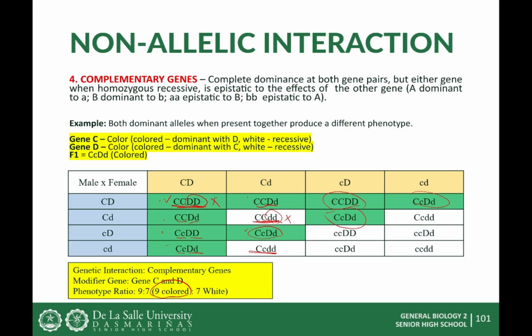White. Now, look at this. The C here, or the gene C, is now recessive, and the D here is dominant. However, because both of the genes are not dominant, therefore, the phenotype that will be expressed is white. White, white, white, white. Let's count. 1, 2, 3, 4, 5, 6, 7. So, we have 7 white.